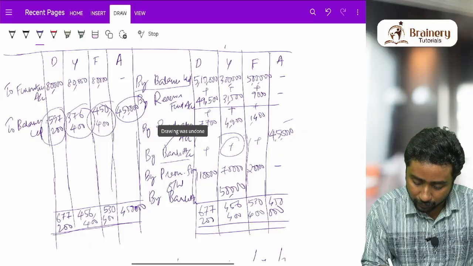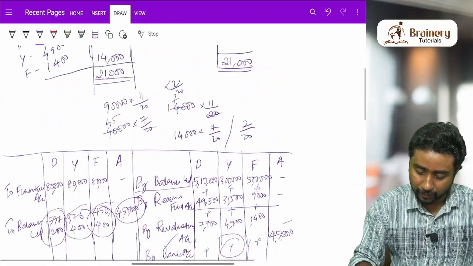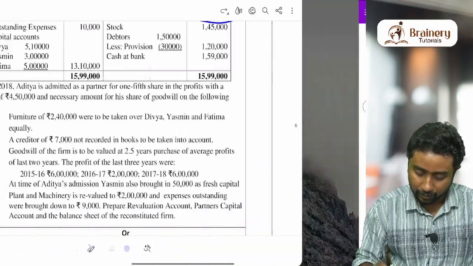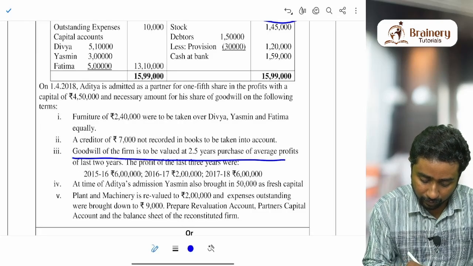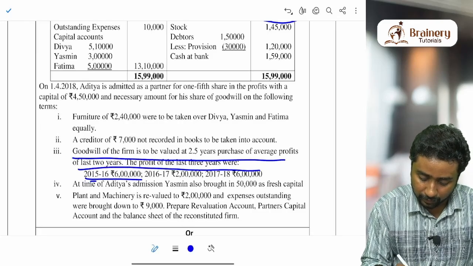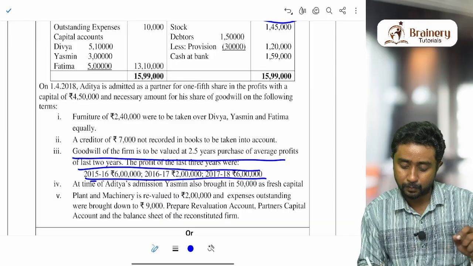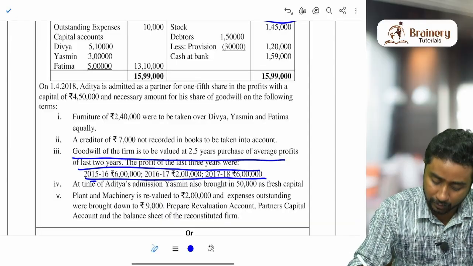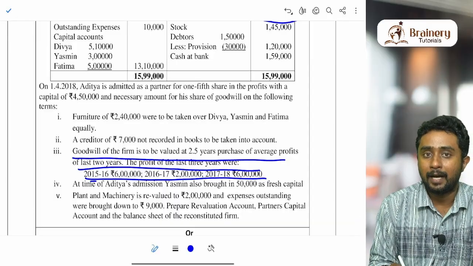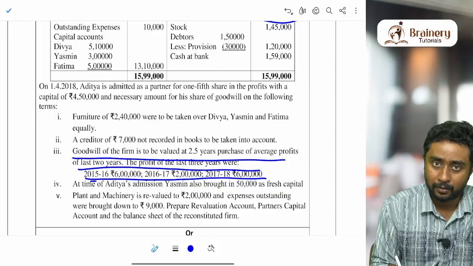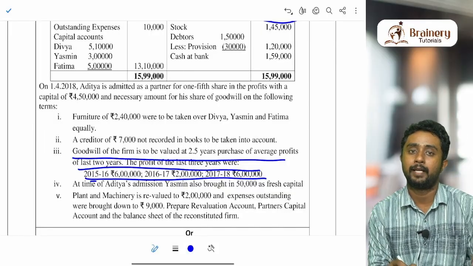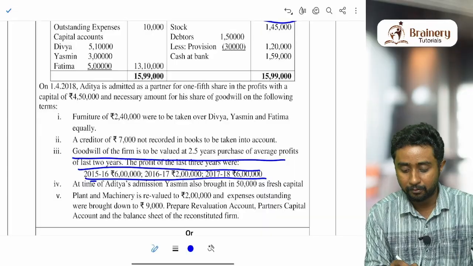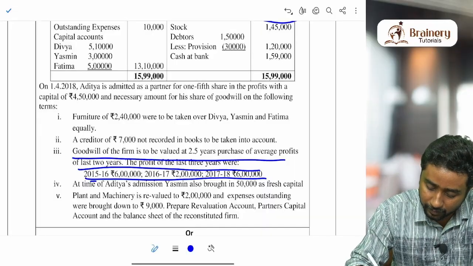Now we are calculating this goodwill using a method. Already you know, for goodwill calculation they have mentioned that the goodwill of the firm is valued at 2.5 years' purchase of the average profit of the last 2 years. So we have to take out the average profit of the last 2 years and multiply it by 2.5 years' purchase. That will give you the goodwill of the firm. So first we will try that.